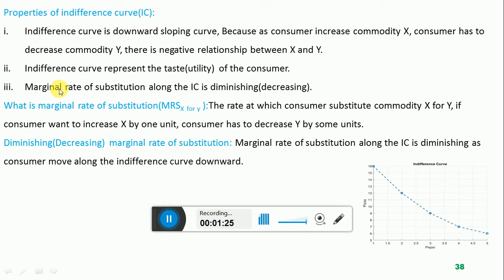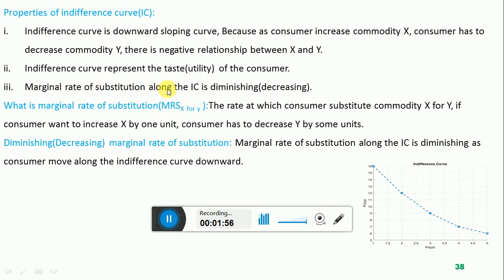Third property of the indifference curve: marginal rate of substitution. What is marginal rate of substitution? The marginal rate of substitution along the indifference curve is diminishing. This is the third property. What is marginal rate of substitution? The rate at which the football player replaces Pepsi for pizza. This ratio is called the rate of substitution.